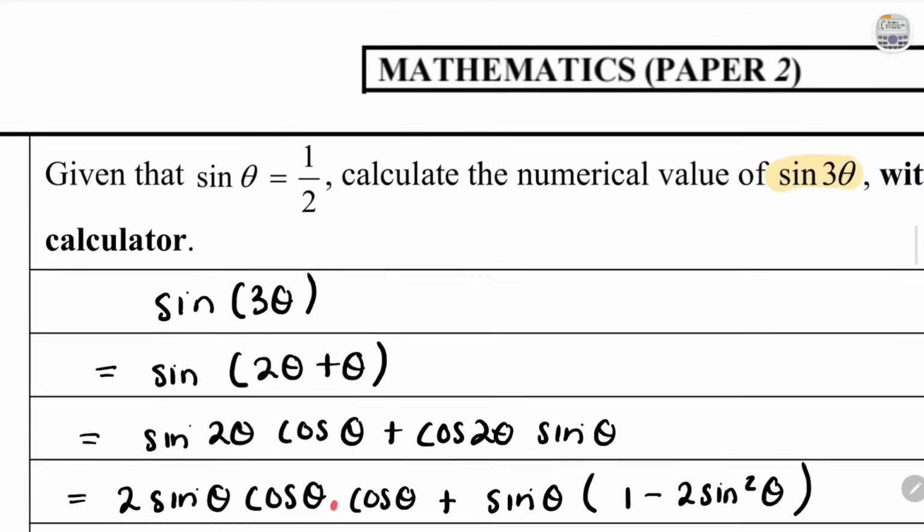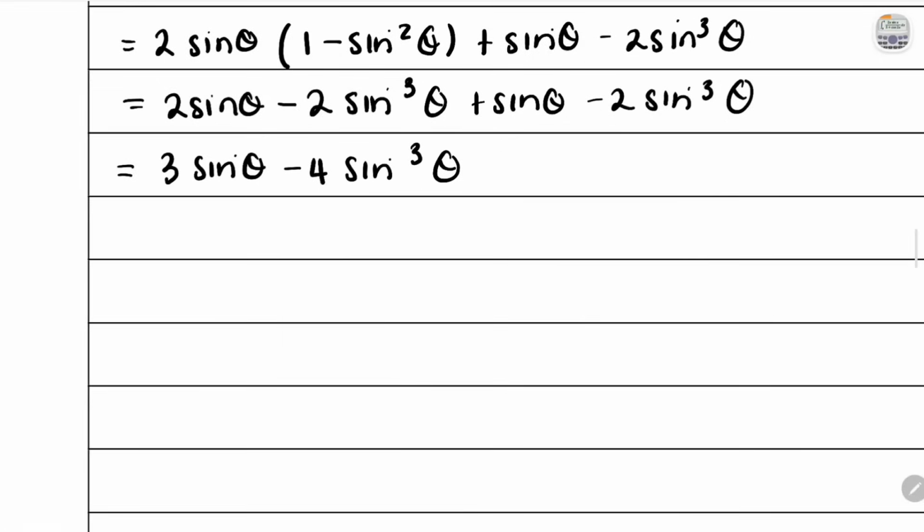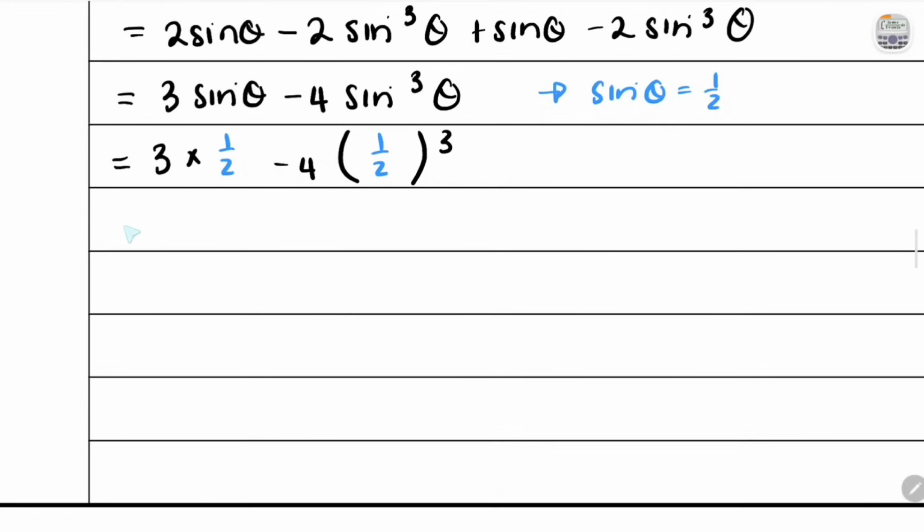And now we remember that they told us that sine theta is equal to a half. So in place of sine theta, let's substitute a half. So we're saying that sine theta equals 1 over 2. So this is 3 multiplied by 1 over 2 minus 4, and this is sine cubed theta, so it's multiplied by 1 over 2 all cubed. And we're just simplifying now.